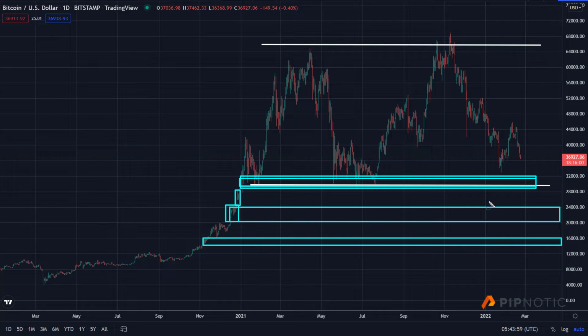But again, I think this is going to happen once we get down to around this area here, historical turning points. Okay, good. That was a long one this time.